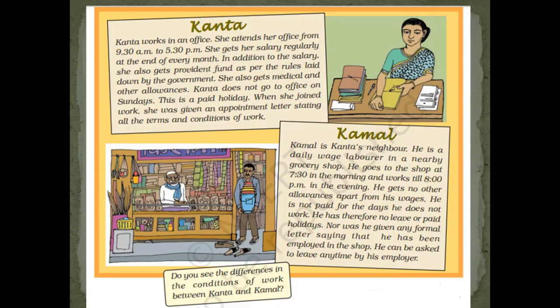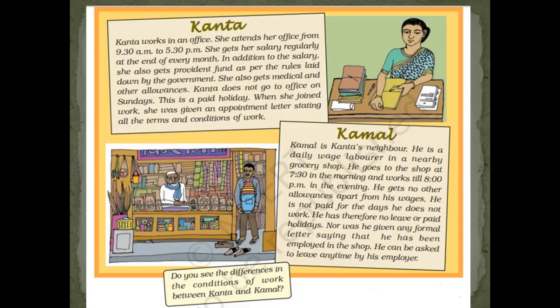Now see the other situation, of Kamal. Kamal is also Kanta's neighbor, but he is working in a shop as a daily wage laborer. He goes to the shop in the morning at 7:30 and he works till 8 p.m. Sometimes he has to stay even after 8 p.m. He is not getting any allowances other than his wages. But if he is absent, on that particular day he does not get wages. He is not having any paid holidays.